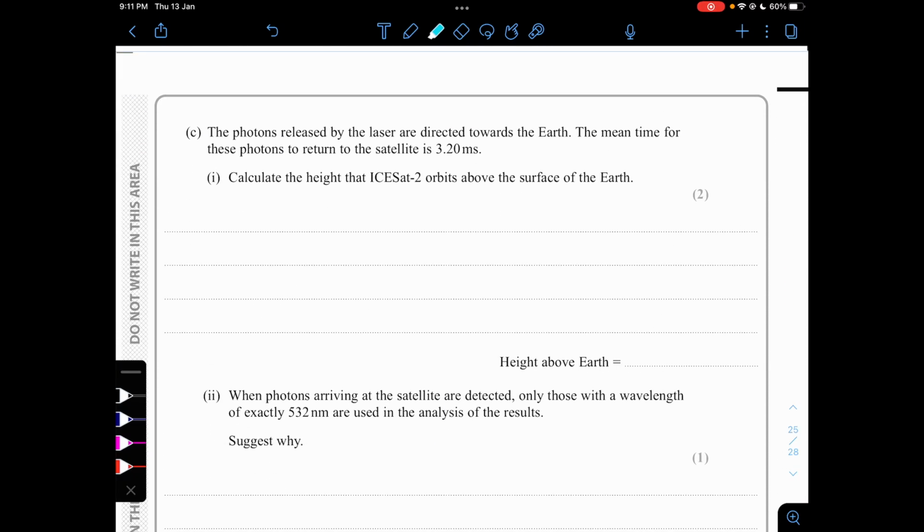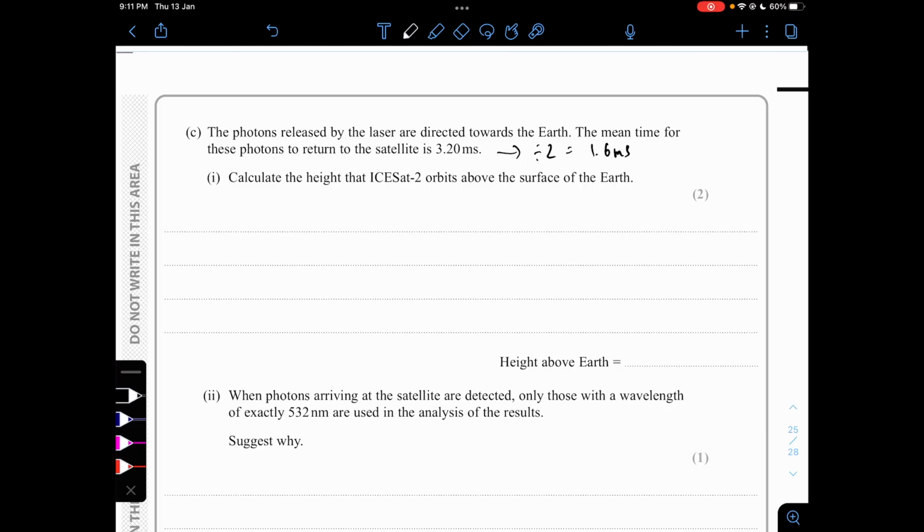The photons released by the laser are directed towards Earth. The mean time for the photons to return to the satellite is 3.2. This is front and back, so this means that the time taken to reach the Earth would be half this. That would be 3.2 divided by 2, which is 1.6 milliseconds.